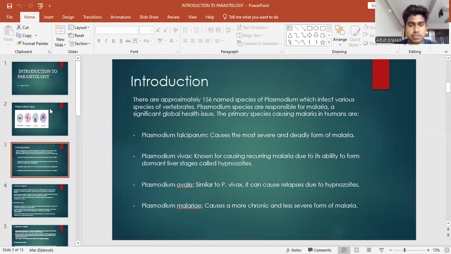First is Plasmodium falciparum, which causes the most severe and deadly form of malaria. Second, Plasmodium vivax, known for causing recurring malaria due to its ability to form dormant liver stages called hypnozoites. Third is Plasmodium ovale, similar to Plasmodium vivax, which can cause relapses due to hypnozoites. And the last one, Plasmodium malariae, causes a more chronic and less severe form of malaria. Chronic meaning that it will last for many years.